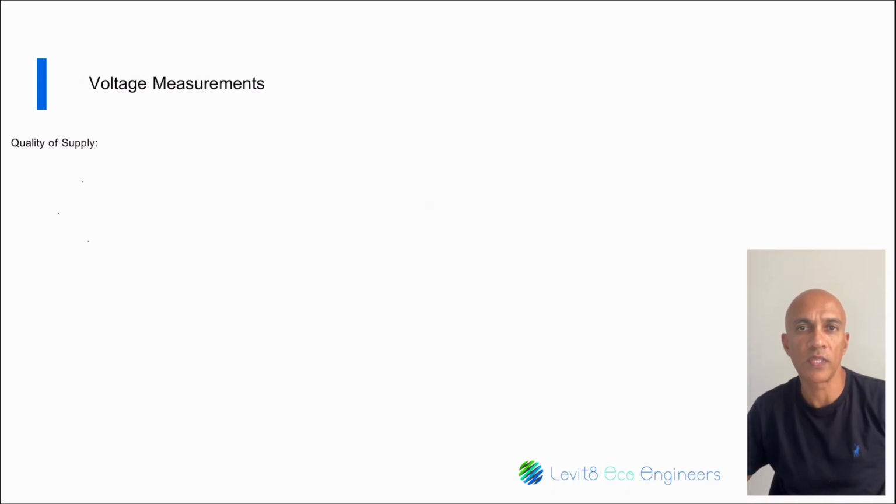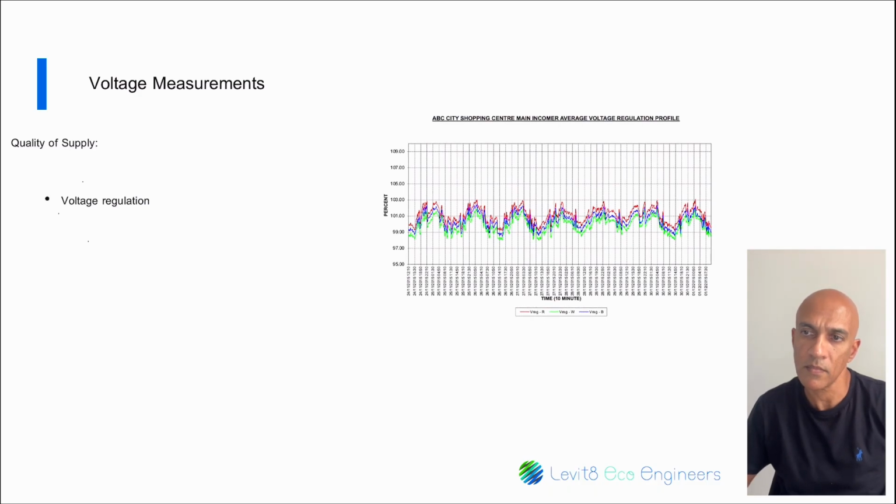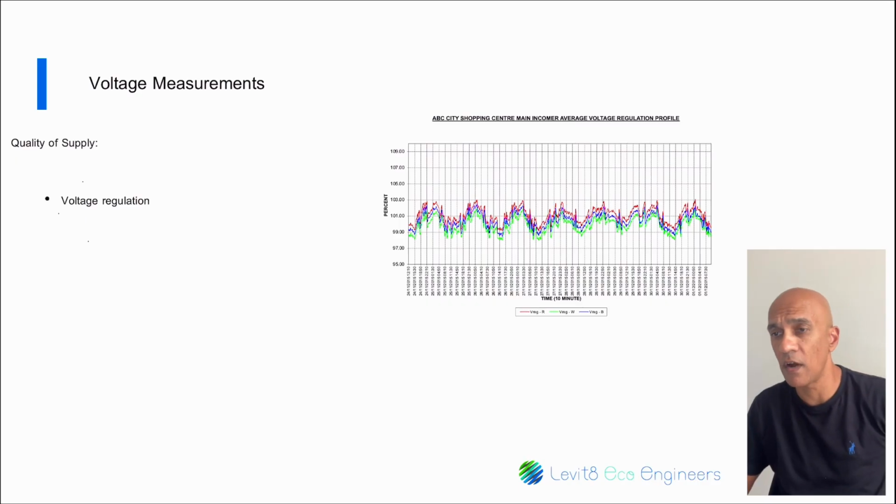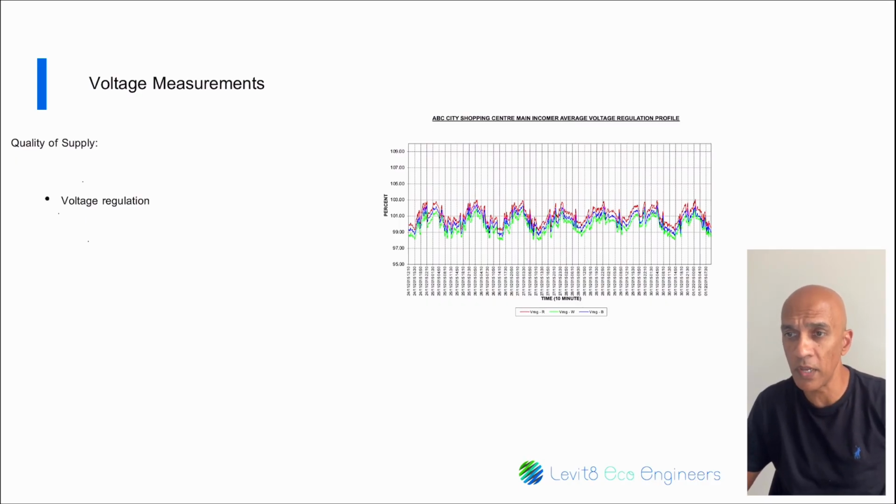Let us start off with the simplest one, voltage measurements. If you are performing quality of supply measurements, it is very likely that you will only be concerned with voltage measurements. Typically, for quality of supply, you would be concerned with the voltage regulation. And here's a typical graph of voltage regulation. This is your daily voltage profile given as a percentage of nominal voltage, which is 100 volts.